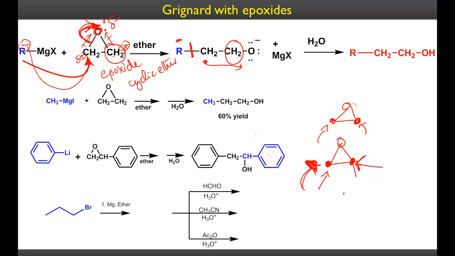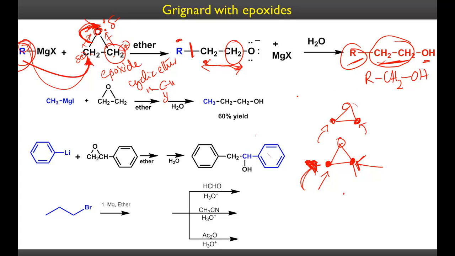and that's the reason why you get a homologated alcohol rather than a simple alcohol. So whenever you want this kind of alcohol which is extended by one more carbon, you cannot just use formaldehyde. If you use a formaldehyde equivalent, you would have got a primary alcohol, but that primary alcohol would have been one carbon short. You wanted two carbons from your Grignard reagent, you had a Grignard reagent, and you wanted to add two methylene groups in between your hydroxy and the R group, then you got to think of epoxide.